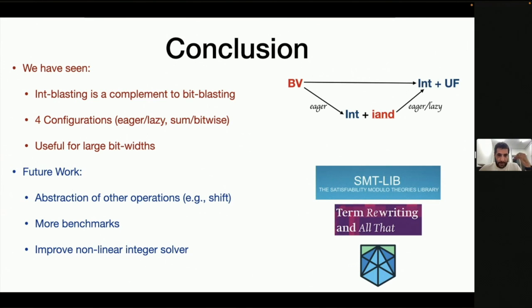In the future, we plan to work on abstractions of other operations. Here we worked on BVAND, but the next challenge would be shift operations. We will also consider more benchmarks, and any improvement in a nonlinear integer arithmetic solver has the immediate potential to improve this approach because of the translation. And that's it. Thank you.